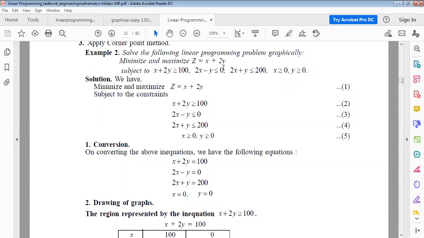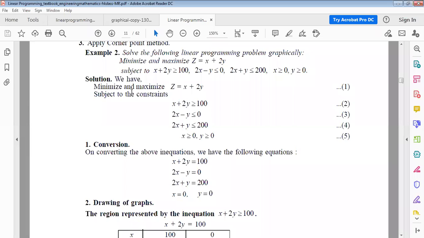Now solve the following linear programming problem graphically. Minimize and maximize z equals x plus twice y. How many constraints are here? Three constraints, and this is the non-negativity restriction. There are three constraints, and x plus twice y will be the objective function.